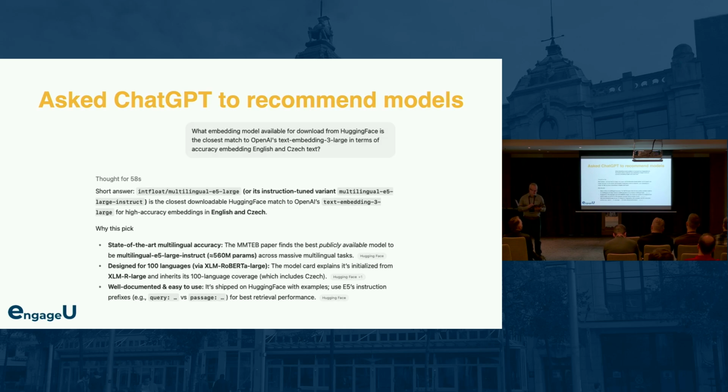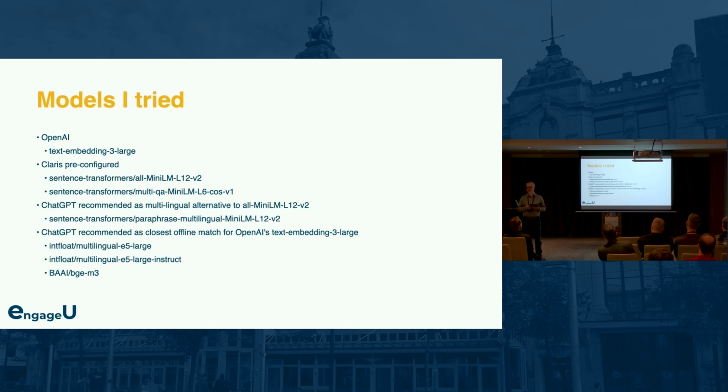So ChatGPT recommended some models, and these are the models that I ended up trying. I tried OpenAI as a cloud-based model. Then I tried a tool that comes pre-configured with FileMaker Server 22, where you can install the Claris AI server, and that has some models already pre-configured. And then I downloaded some models recommended by ChatGPT.